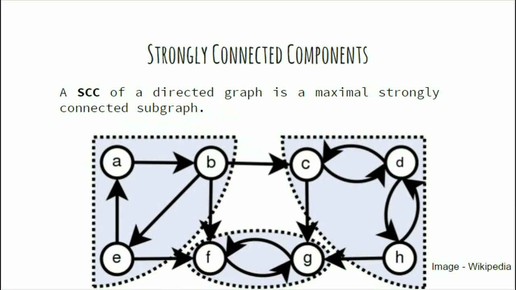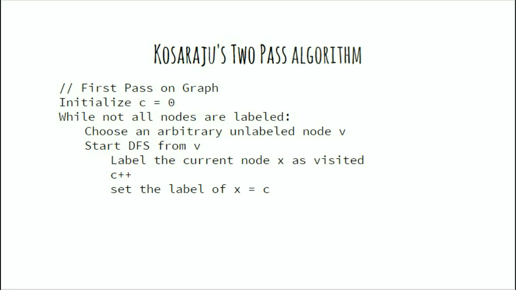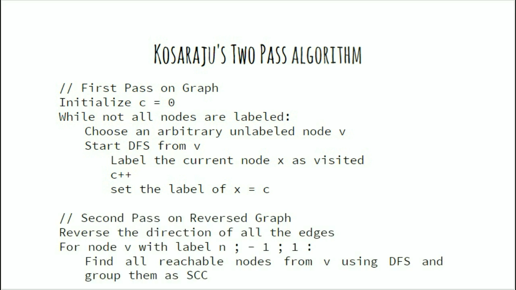Even if a graph is not strongly connected, its subgraphs may be strongly connected. These subgraphs are known as strongly connected components of the graph. In this picture, there are three strongly connected components. Here is the pseudocode for Kosaraju's algorithm to compute strongly connected components. We first initialize a counter C to 0 that will be used to label the nodes. Then we choose an arbitrary node in the graph and start DFS on that node. We mark the current node during traversal and increment the counter and set current node's label as C. We repeat this process until all the nodes are labeled.